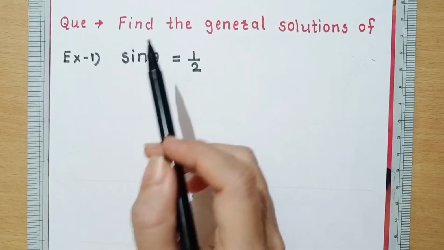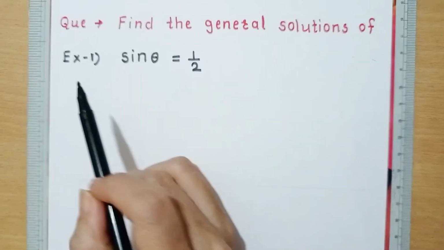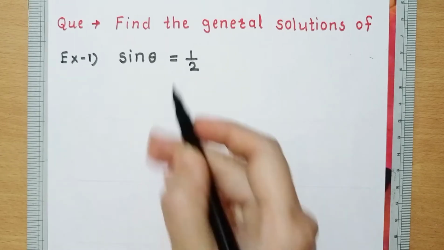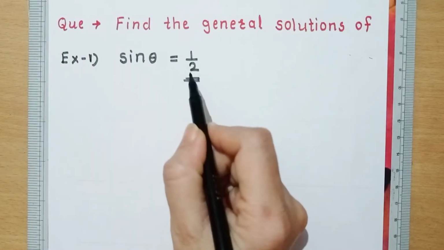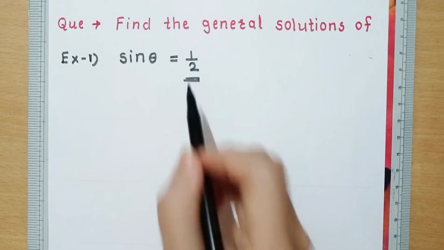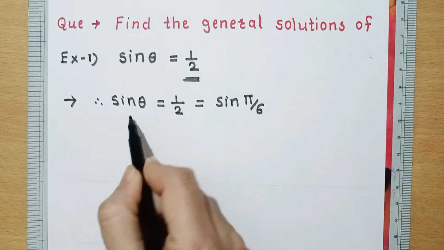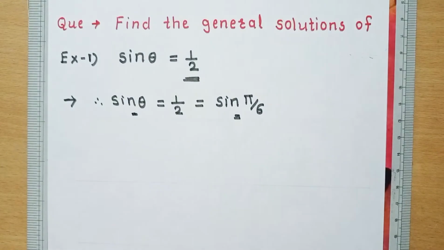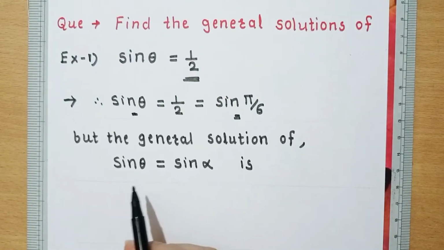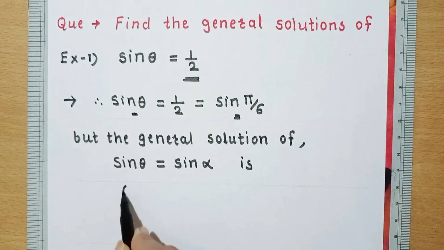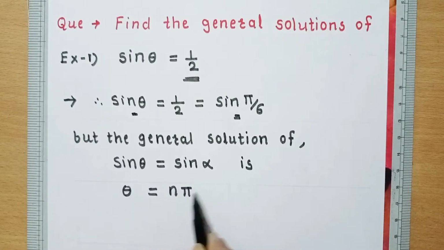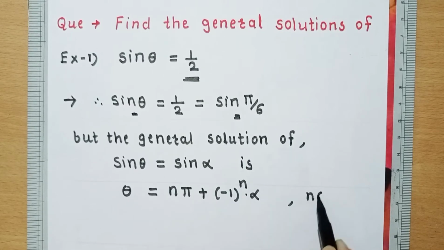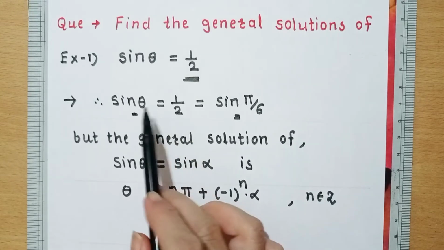Let's solve this question. Find the general solutions of, and our first example is sin theta is equal to half. And again we know that this half value is for sin 30, means sin pi by 6. And here we can observe sin theta is equal to sin pi by 6. Therefore we can use the formula. If sin theta is equal to sin alpha, then theta is equal to n pi plus minus 1 raised to n into alpha, where n belongs to z. Same formula we will use here.